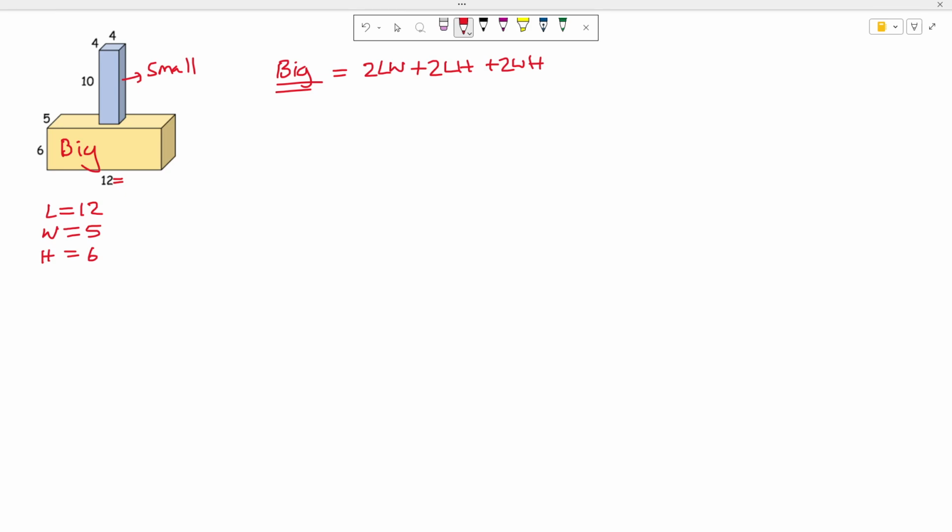So let's substitute the values right here. First we have 2 times L times W, so we have 2 times 12 times 5, right guys? So 2LW will be 2 times 12 times 5, plus the next one we have is 2LH. So we have 2 times the length, 12, multiplied with the H, 6. And finally we have 2WH, which is equal to 2 times W, 5, times the height, 6.